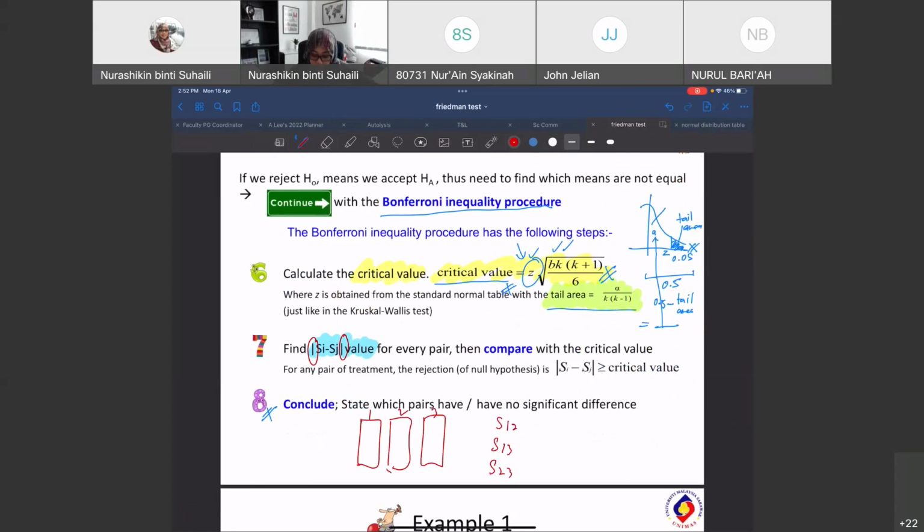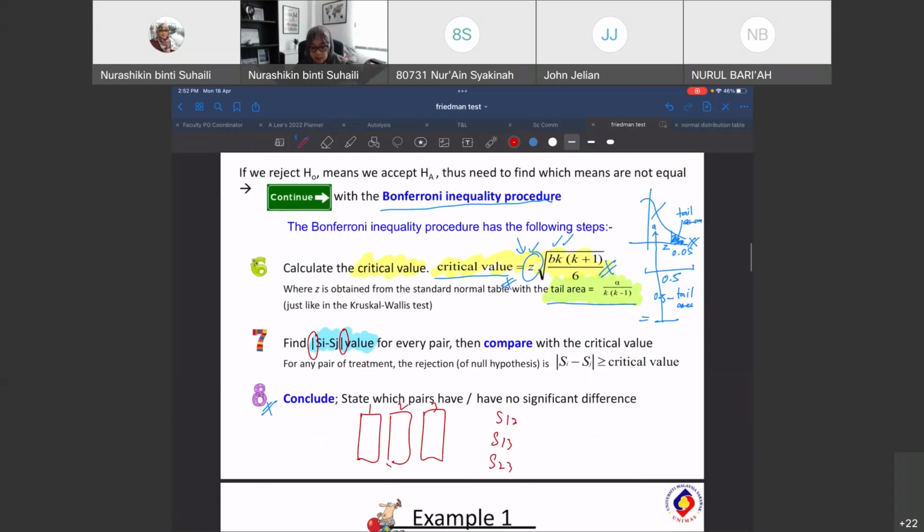Okay. And you have to find, this one is actually the sum of ranks. The S refers to the sum of ranks. So for every sample, you have the sum of ranks. So you have, okay, I'll show later. So you have to figure out this and compare with the critical value. And the condition is to reject the null hypothesis if the absolute value of Si minus Sj is greater than the critical value.